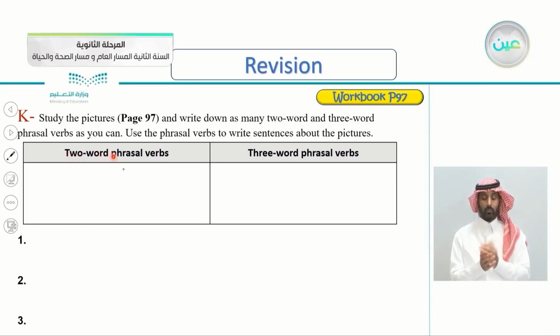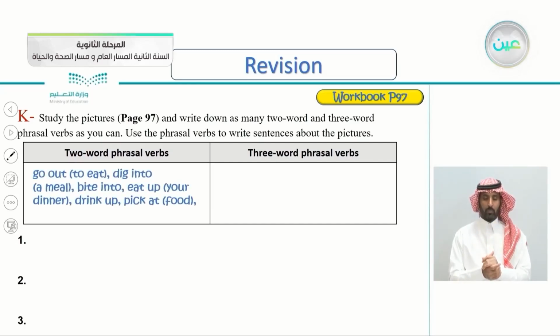So the 2-word phrasal verbs here. Can you write 2-word phrasal verbs from the picture? Let's see together what I've written here. Go out, meaning to eat, of course. Dig into a meal, which means you're going to eat now. Bite into, eat up your dinner, drink up, pick at, of course, referring to food here. These are some of the 2-word phrasal verbs that I came up with from the pictures.